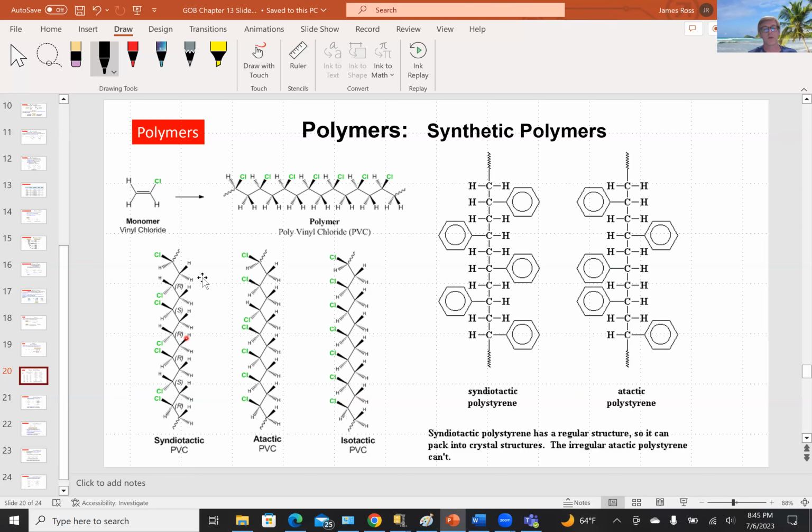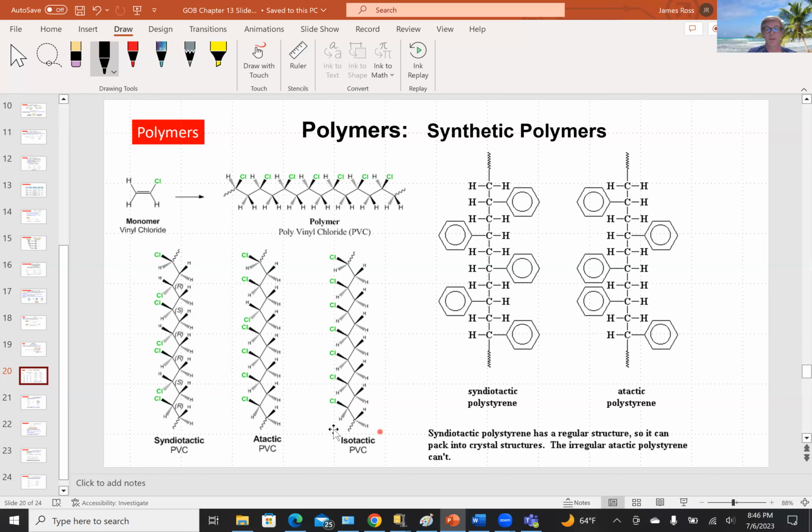So you can form these polymers with subtle differences. For example, here we've got PVC, or polyvinyl chloride. Here's the brick, vinyl chloride. We have ethene, but instead of a hydrogen on each carbon, one of the hydrogens is replaced with a chlorine. When they become a chain, one of the locations on each unit is a chlorine, nicely color-coded green here.